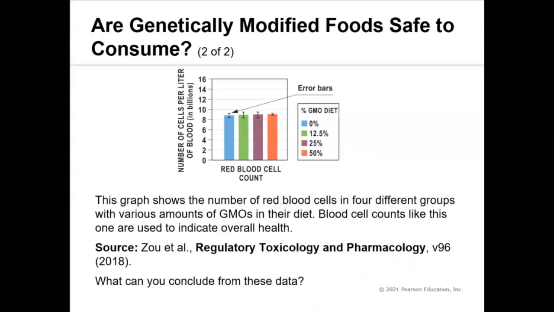That one was the white blood cell count. This one's going to be the red blood cell count, and this one is even closer. So the bars are all very similar and the error bars all overlap again. So basically what we can conclude is they're not any more dangerous than regular foods to consume.